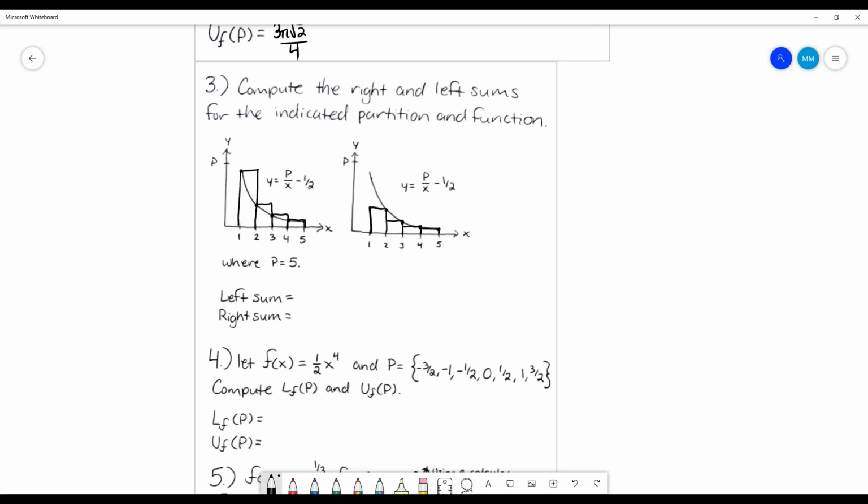Okay, so in this case they say p equals 5, so that's going to be y equals 5 over x minus 1/2. So it's going to be a distance of 1 for all of these times the height here. This height is going to be 5 over 1 minus 1/2, so it's going to be 5 minus 1/2. And then that's going to be the area here. So it's 5 minus 1/2, which is just 4.5.